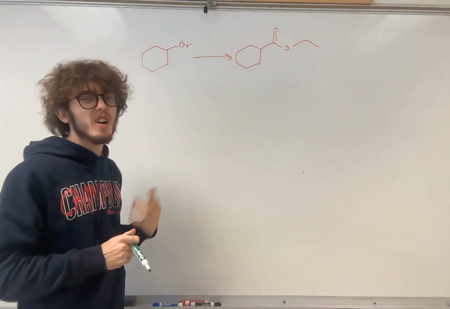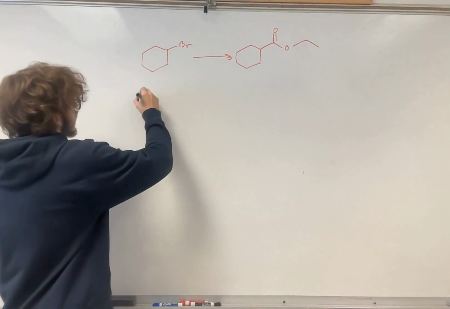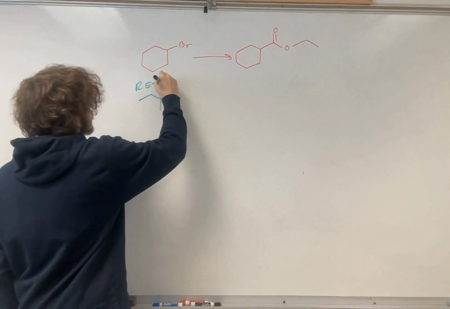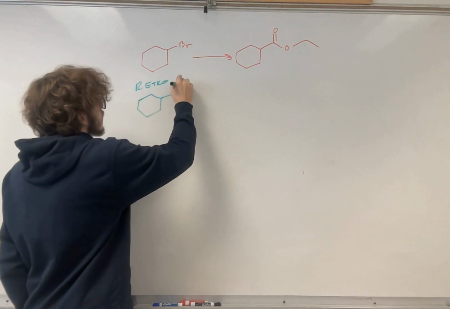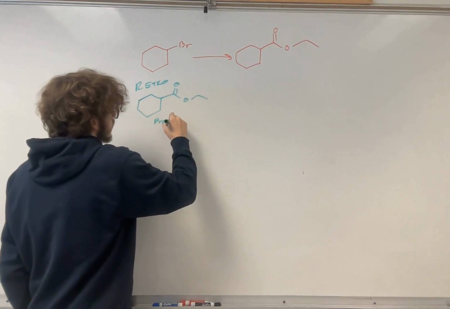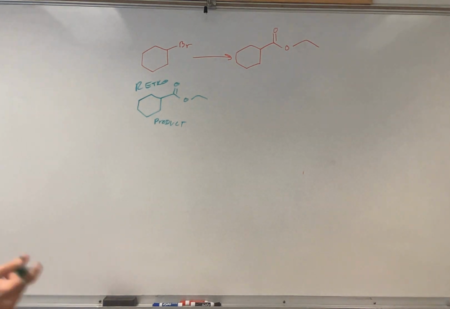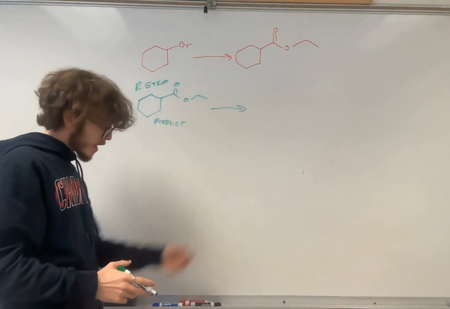From chemistry, I already know, okay, this is an ester, right? So for the retrosynthesis, I'll just write retro. This is our product, right? So we're going to work backwards till we get something that we can make from bromocyclohexane quite easily. Okay, so let's work in that direction.